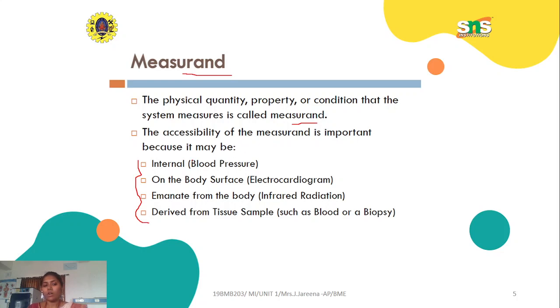Okay, so as I said, based on the accessibility we have four things: internal, on the body surface, emanating from the body, or derived from a tissue sample. So this accessibility will vary from measurement to measurement. Based on that, the following components will also vary to get an accurate output.